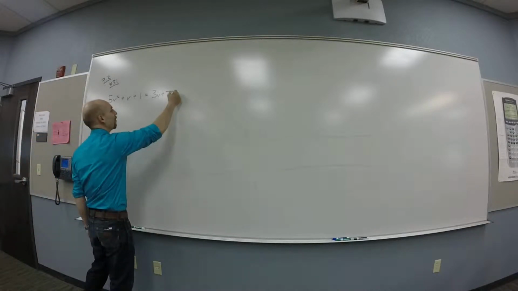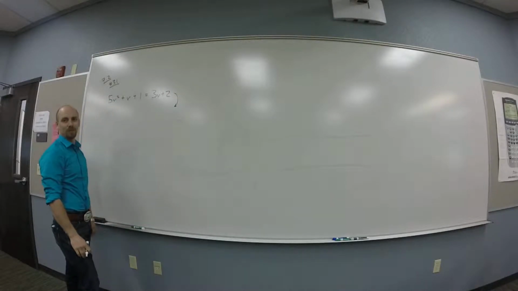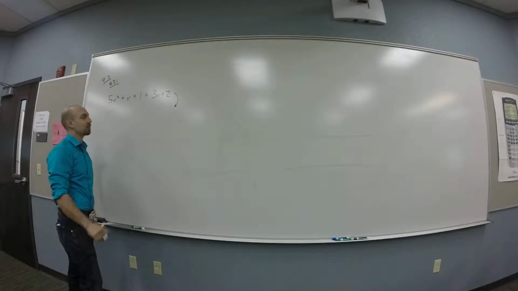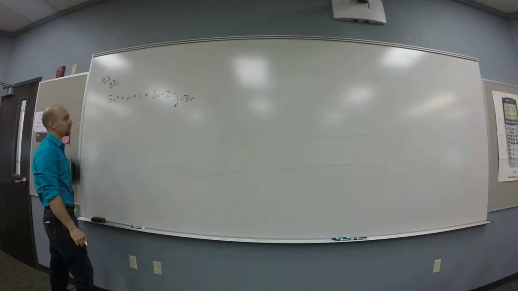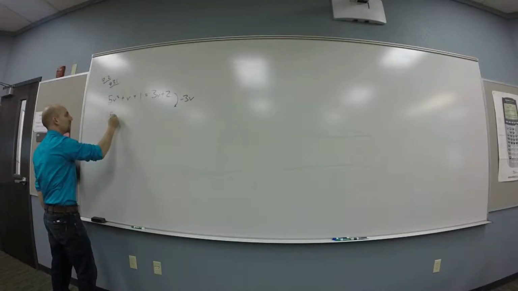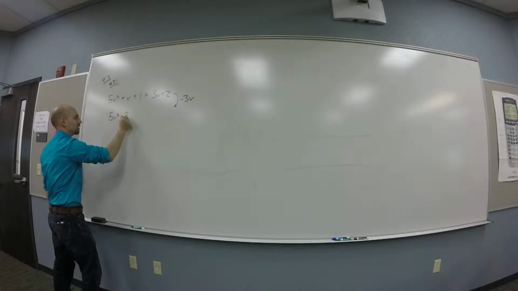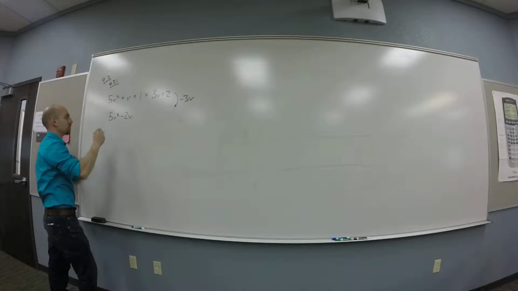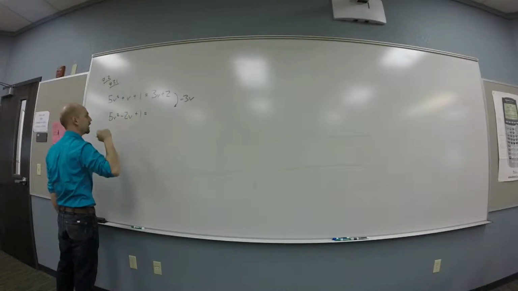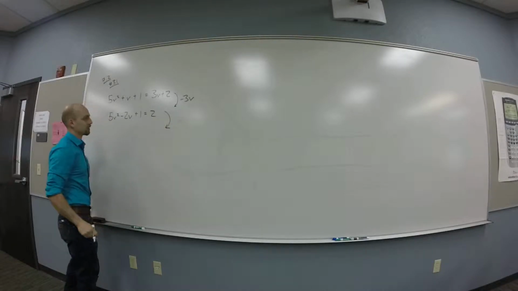Okay, so let's start with, which stuff do I want to move first? The 3v. So we want to move the 3v, so we subtract 3v from both sides. I've got 5v squared minus 2v. You guys all see that? There's a combined like term set there. Plus 1 is 2. Okay, then what's your next step?